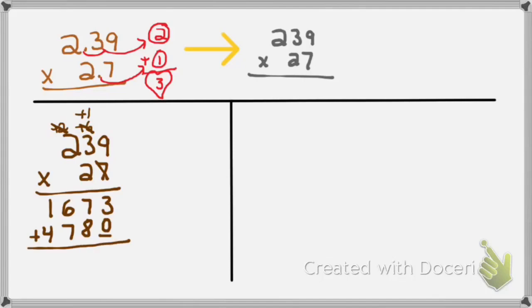We add these numbers together. 3 plus 0 is 3. 7 plus 8 is 15. Put down the 5, carry the 1. 1 plus 6 is 7, plus 7 is 14. Put down the 4, carry the 1. 1 plus 1 is 2, plus 4 is 6.